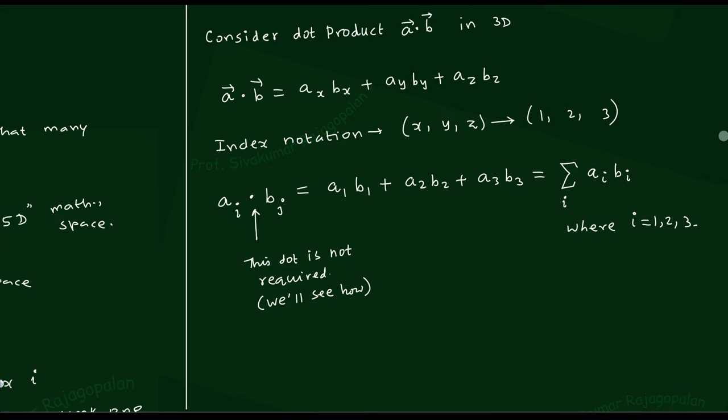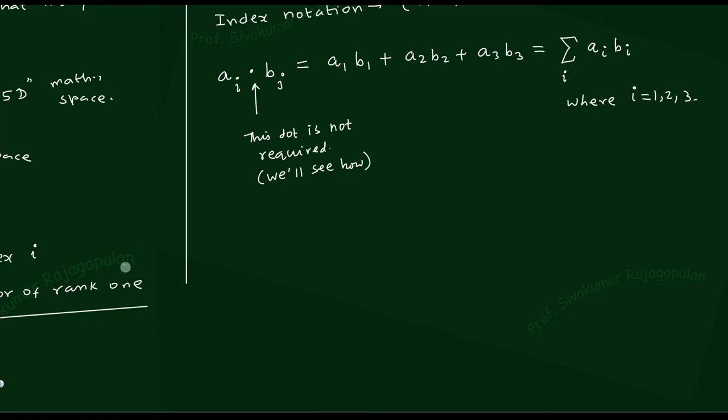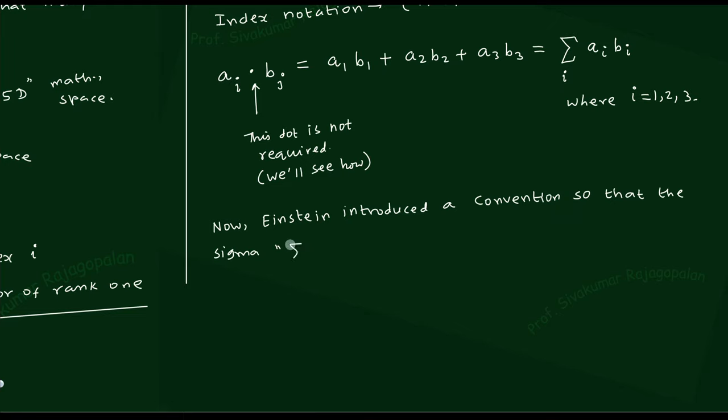Now, this is very important. This concept is very important. Let me write down what is the summation that I am going to write. This is known as the Einstein convention. So I'll write down that Einstein introduced a convention so that the sigma in the equation, the summation, can be removed. That means you don't have to put the big sigma. That is a convention Einstein has proposed, and that is known as the Einstein summation convention.